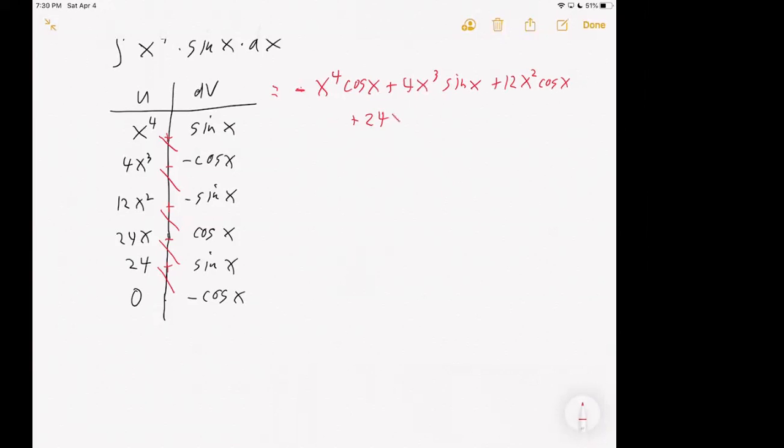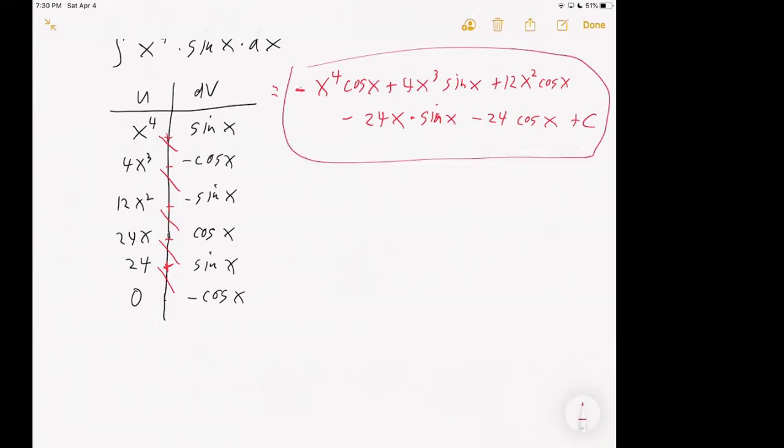So that's 24x sine of x. And that should have been a negative. That's one of the negative terms. All right. And then we're back to a plus sign again, but it's a negative cosine, so minus 24 cosine of x plus c. It's easy to forget that at the end.